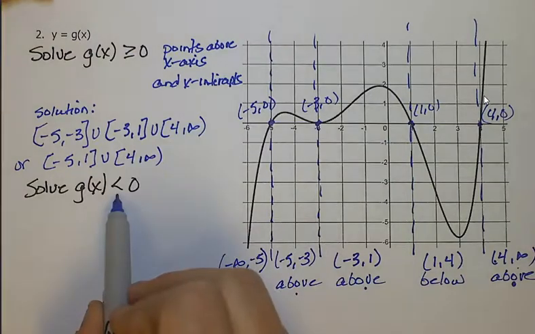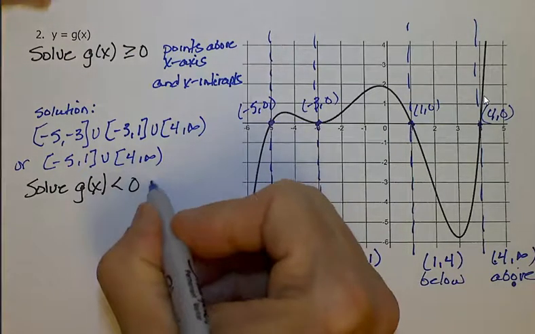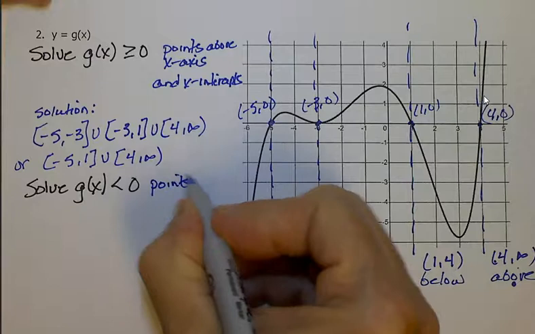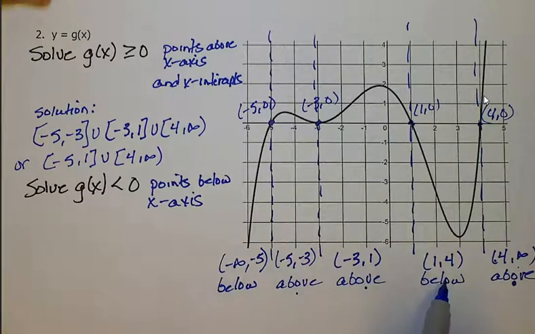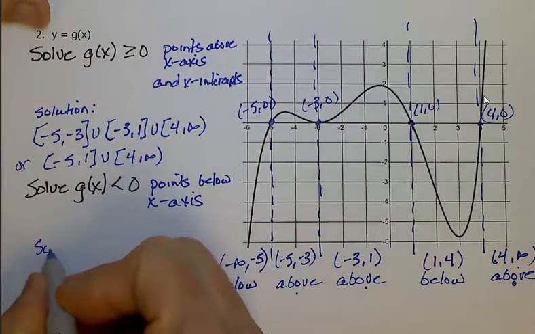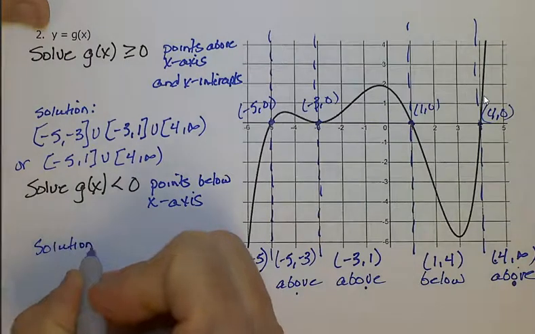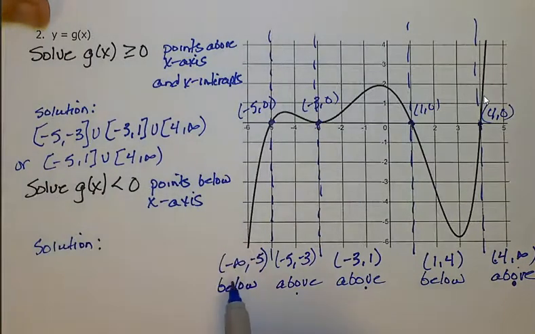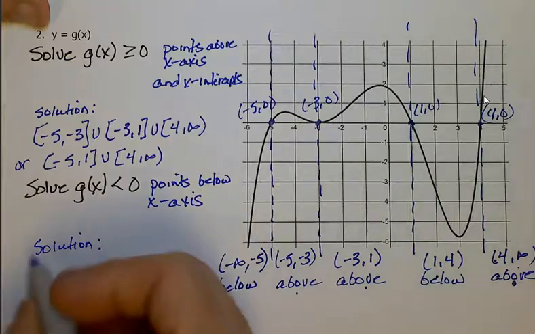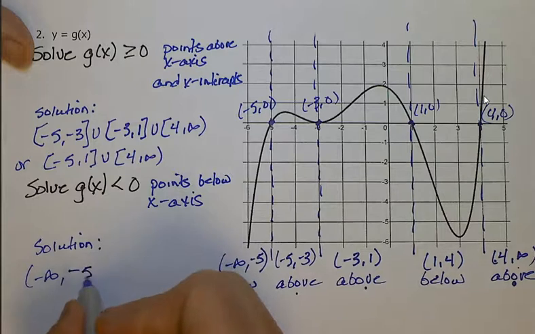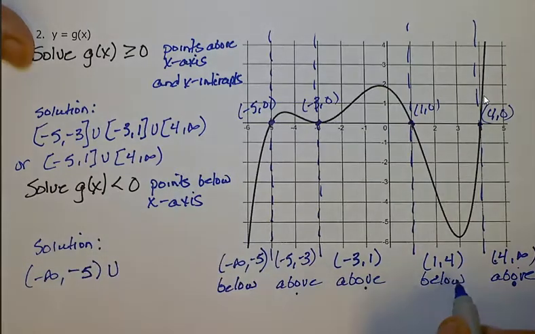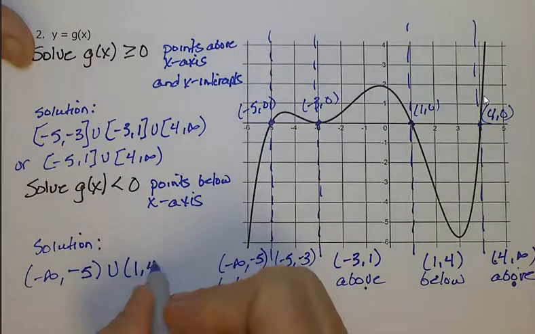For this inequality, we're just looking for points that are below the x-axis. So we're going to go back to our graph and pick out the intervals that had points below the x-axis. That's this one and this one. This time we're not trying to include the x-intercepts, so we're going to leave everything as parentheses. That gives us -infinity to -5 and 1 to 4.